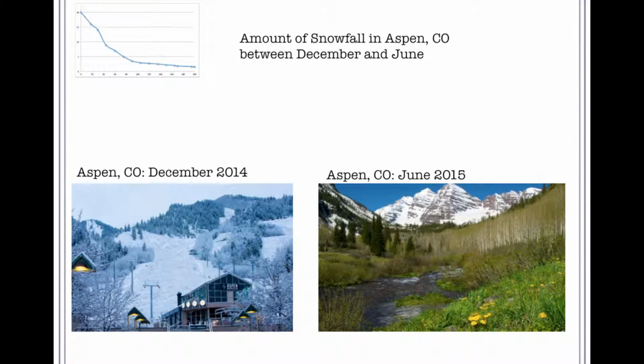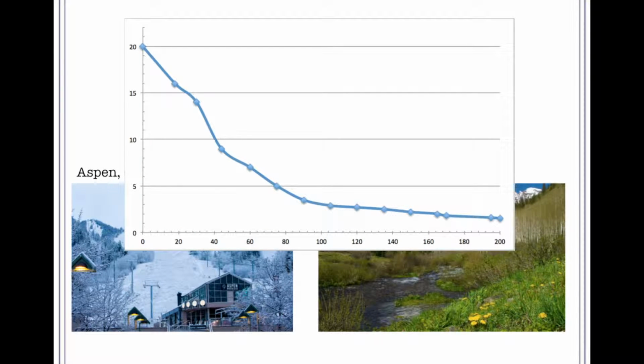What if I told you that this graph represents the amount of snowfall in Aspen, Colorado between December and June? Let's take a closer look. That would mean that in December, roughly 20 feet of snow fell, but by June, only 1 to 2 feet of snow fell.